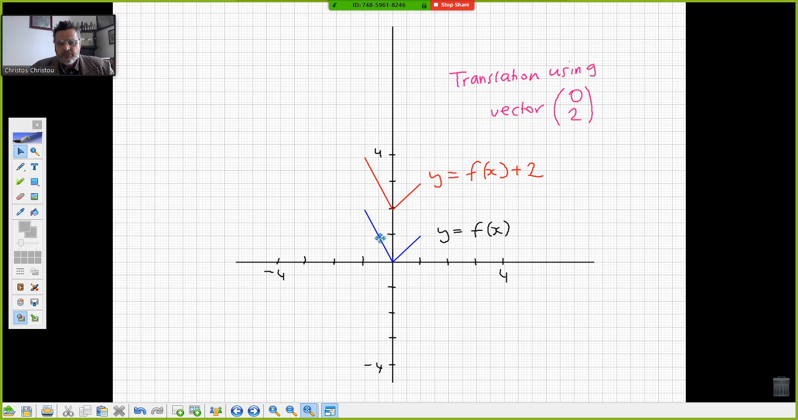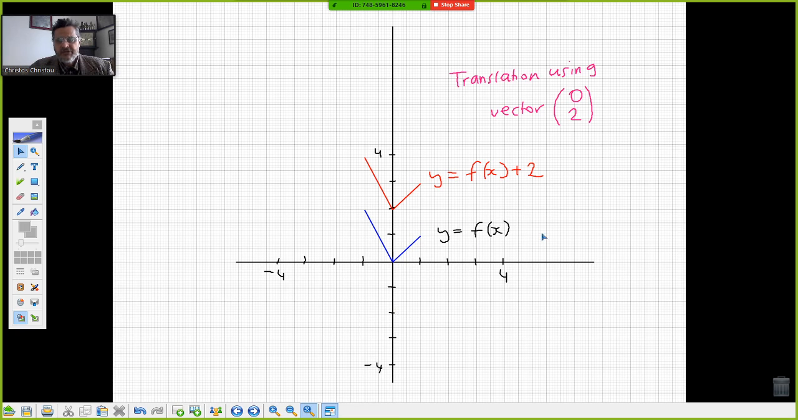This is the original function. So that must be the point 1, 1. That's the point minus 1, 1. And as Sam and some others told me, move it up 2 units. So my 1, 1 will become 1, 3. My minus 1, 2 will become minus 1, 4. Just add 2 onto each little bit. And of course my 0, 0 jumps up 2 units to 0, 2.